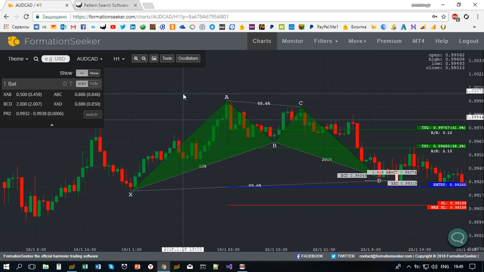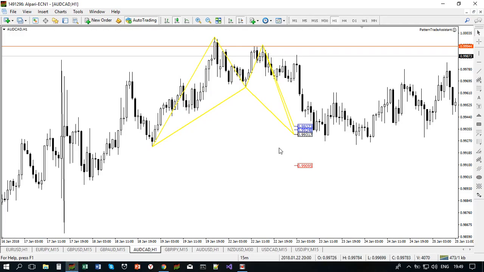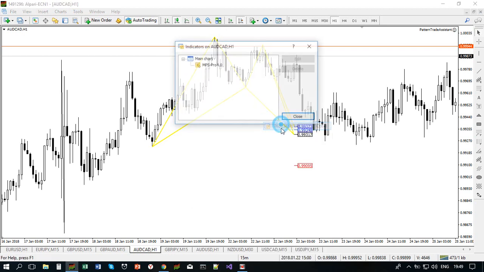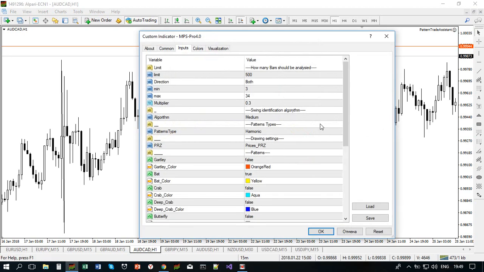So you are simply to decide. What's interesting about my software versus the other two is that you can switch it. You see, you have 2 in 1. You have harmonic and advanced. Instead of buying 2 indicators, you only need 1.